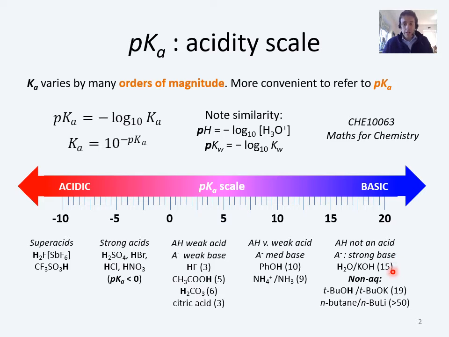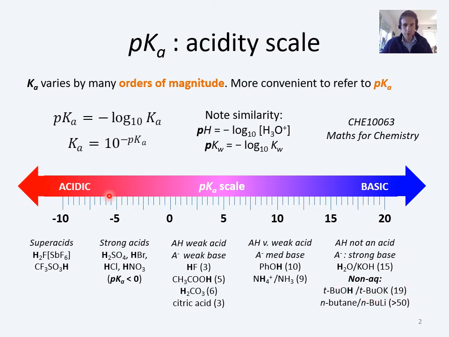There are other stronger bases, things like species that you will meet later in your course and perhaps in the second year, such as n-butyllithium. This is a very, very strong base indeed, and it is capable of deprotonating species containing just carbon and hydrogen. In that case you've got a pKa that's greater than 50, which is a pretty big pKa, and there are other examples of these too.